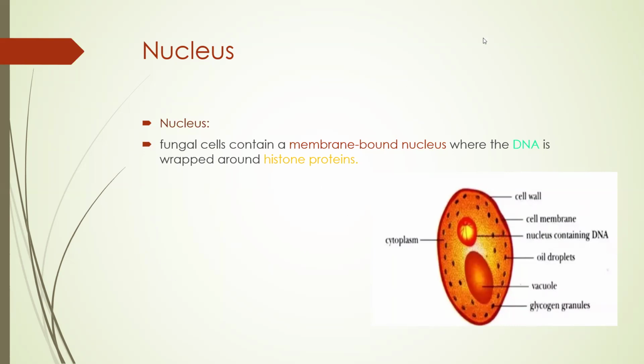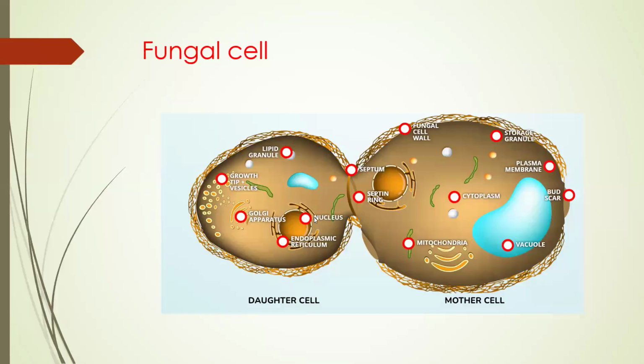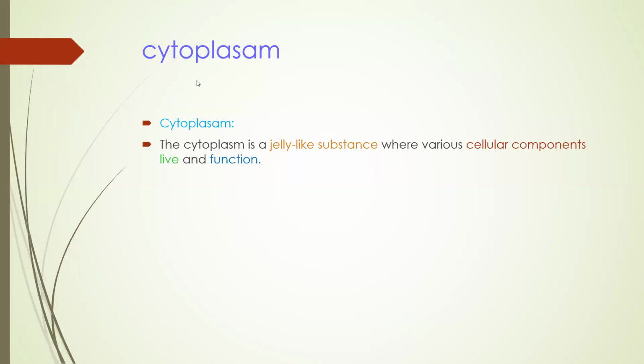Next one, nucleus, it's done. Next one is cytoplasm. Cytoplasm is a jelly-like substance where various cellular components live and function. What is meant by various cellular components? Already you know cellular components, that is called plasma membrane, nucleus, cytoplasm. Next, mitochondria, endoplasmic reticulum, and the Golgi apparatus. These are organelles present in cytoplasm.